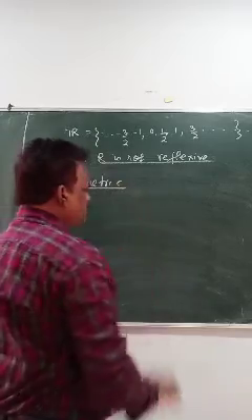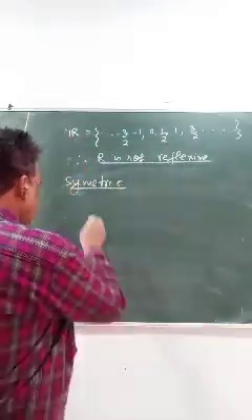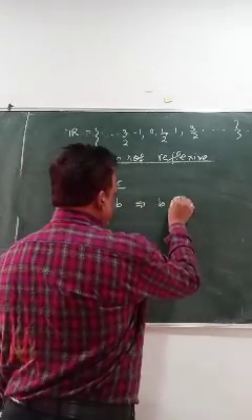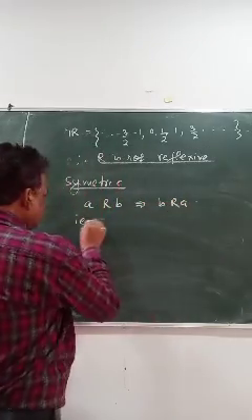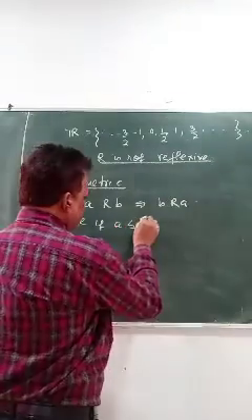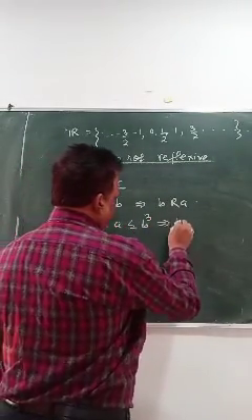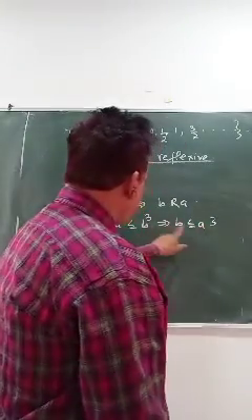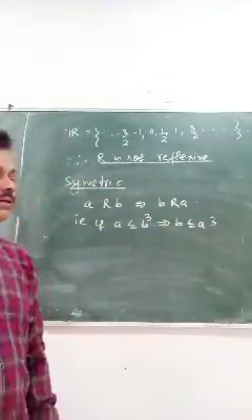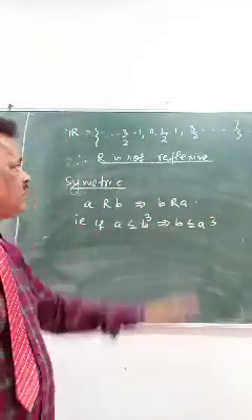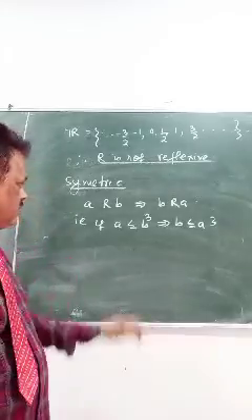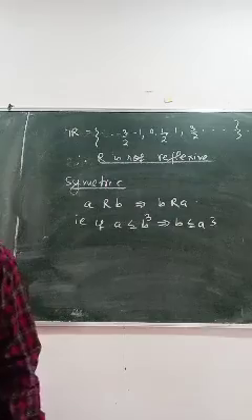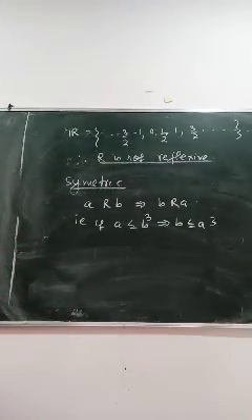For symmetric, what do you have to do? That is, A relates B implies B relates A. That is, if A is less than or equal to B cube, it implies B is less than or equal to A cube. If this relation is satisfied, then you can say this is a symmetric relation. Do you find any element here which is not satisfying this? Try to find out, search on this. What could be an element here?